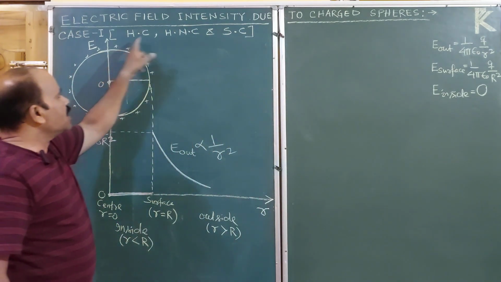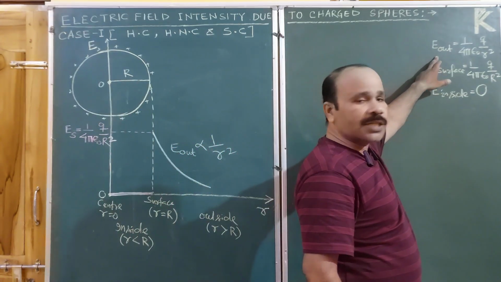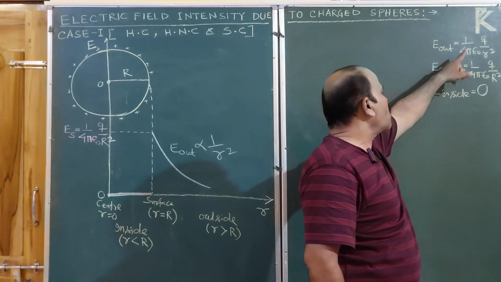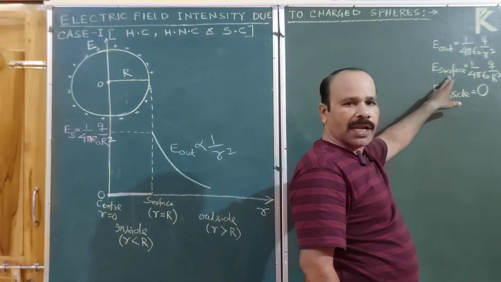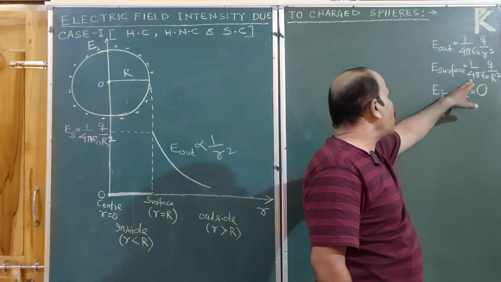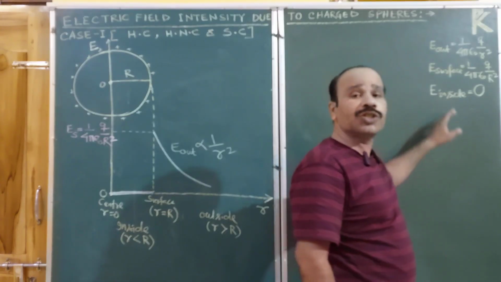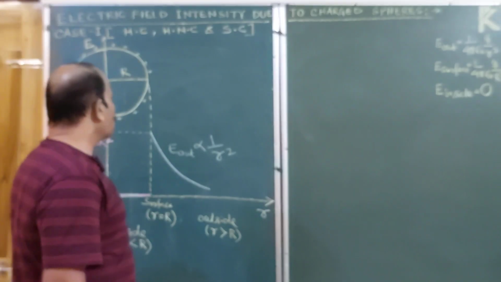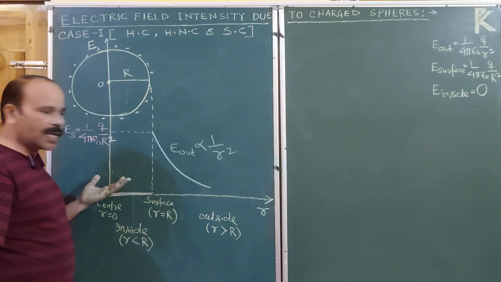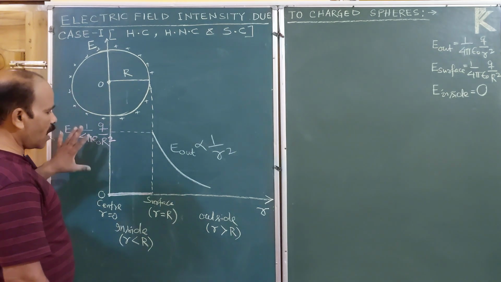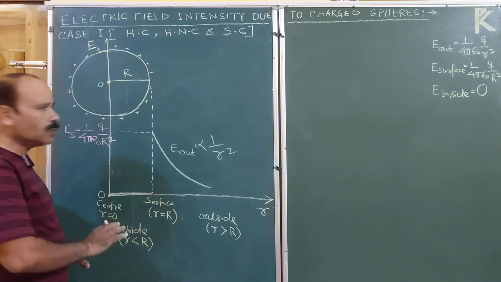And in these three cases we have found the electric field outside the surface. It is 1 divided by 4 pi epsilon naught, q divided by r square. E on the surface is 1 divided by 4 pi epsilon naught, q by r square, and E inside is 0. Okay, and the graph is over here in front of you. Watch this graph. It is a very interesting graph. I have explained in detail in the previous video.